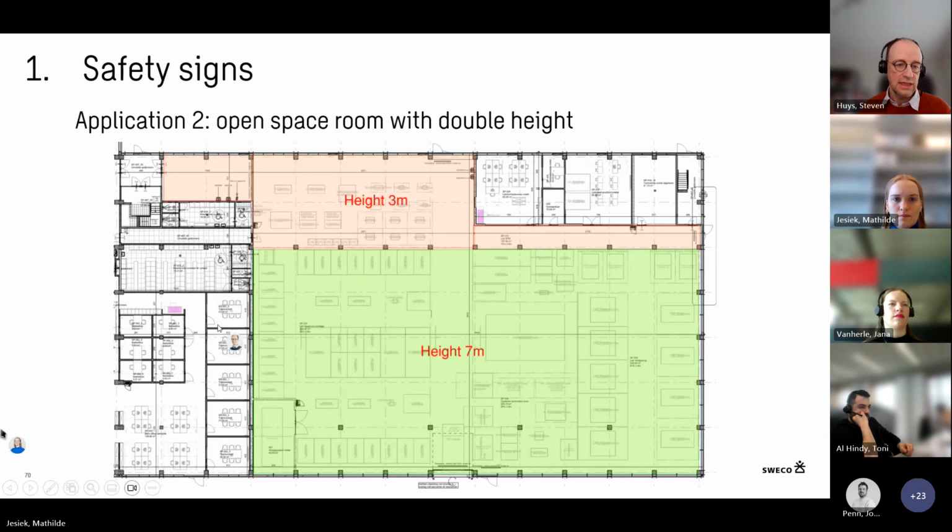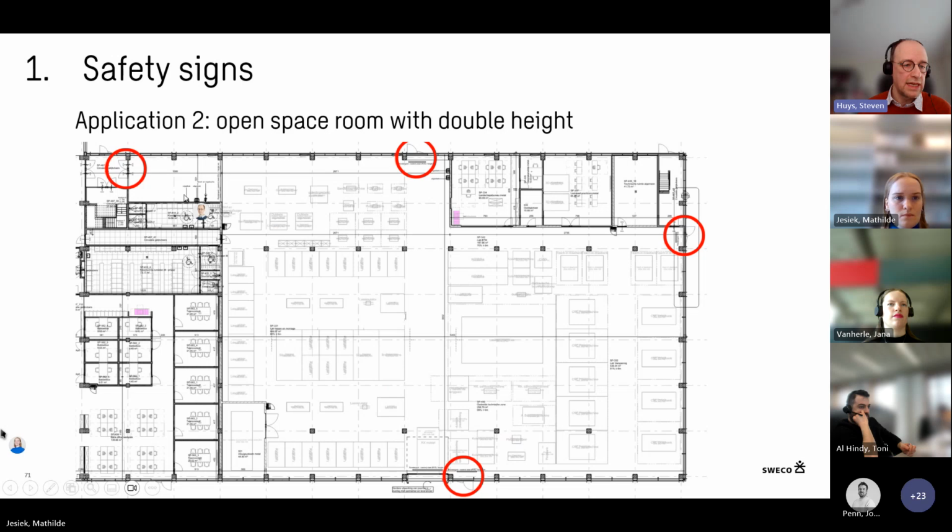Okay. Yeah, then the same way for a second application. This is an open area, a workshop area with machinery in it, and we have a double height. We have a zone with a single height and a zone with a double height.